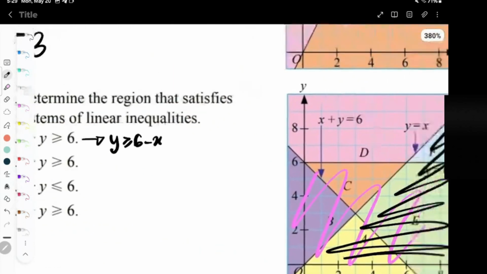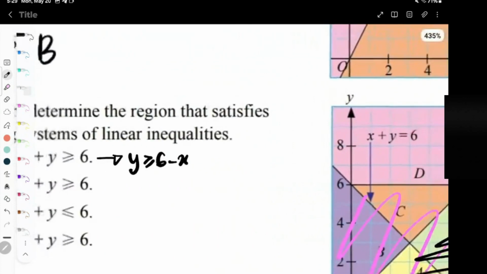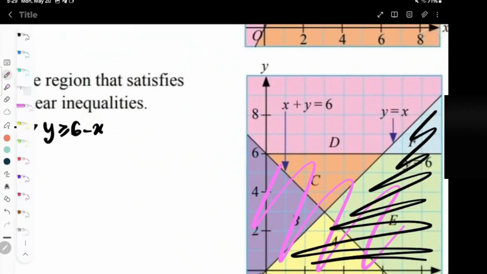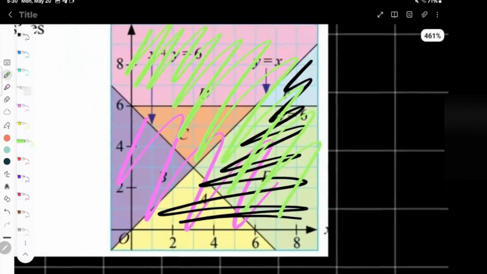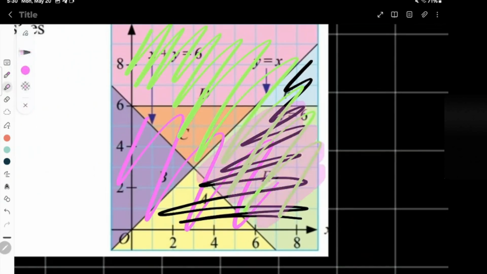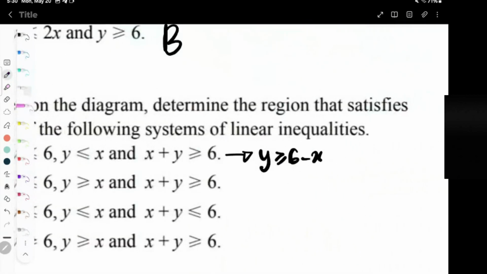So y is more than or equal to, okay, this one here, right? And is more than or equal to. So it should be above that, right? So let me use this color here. It should be above. And look at where they are intersecting. They are intersecting at this part here, right? So it is actually E. They are intersecting at E. So this one should be E.